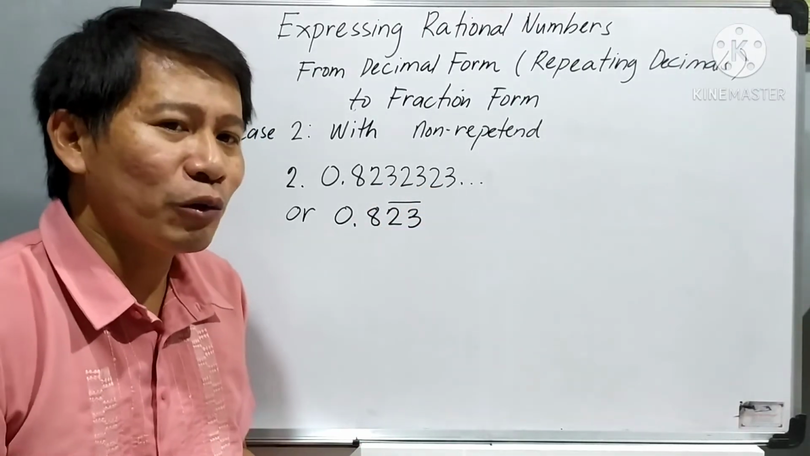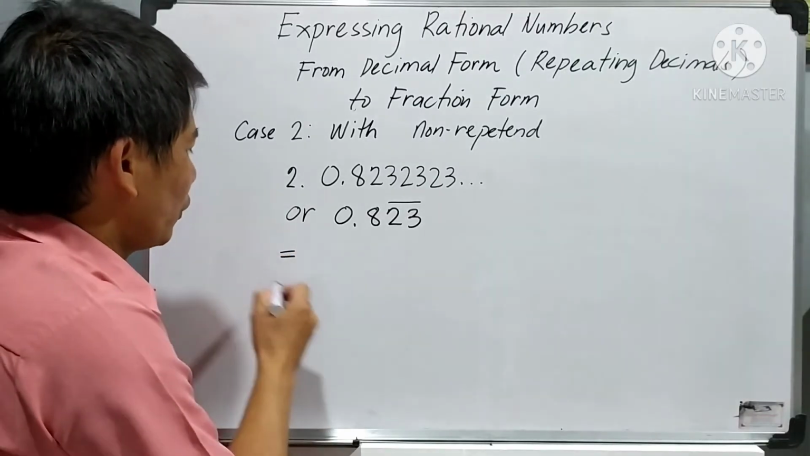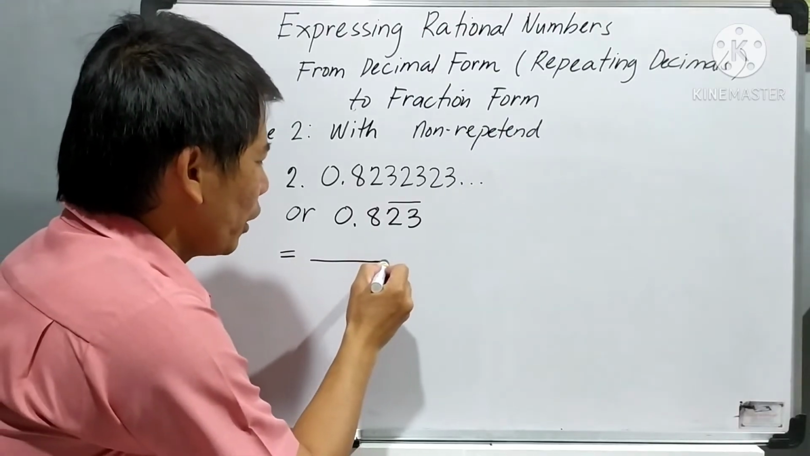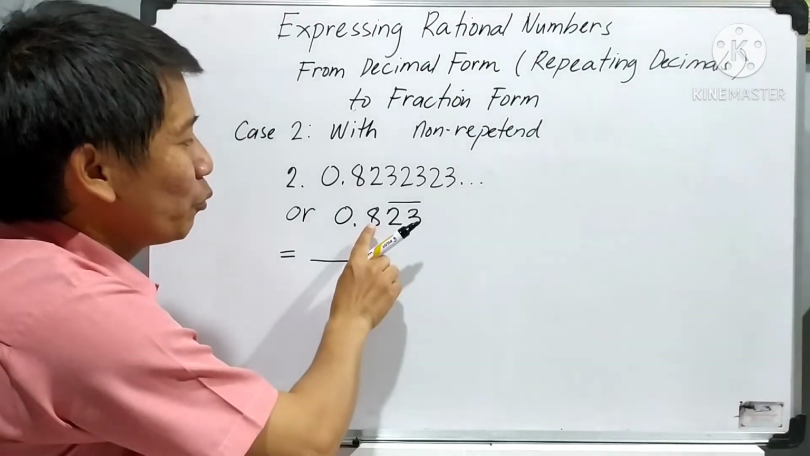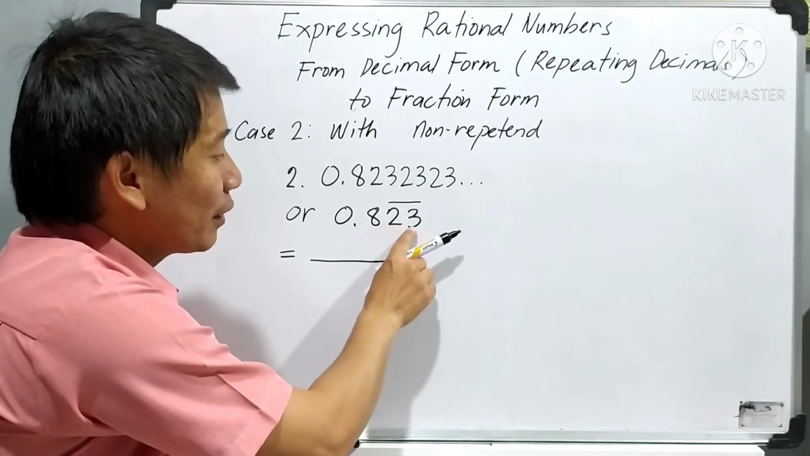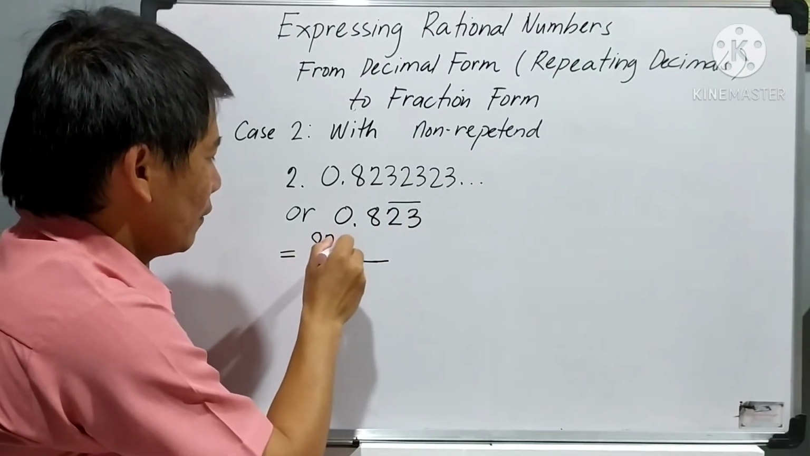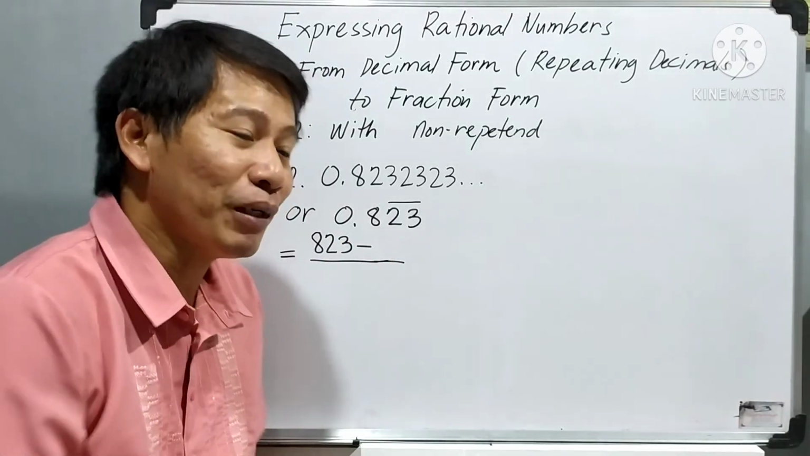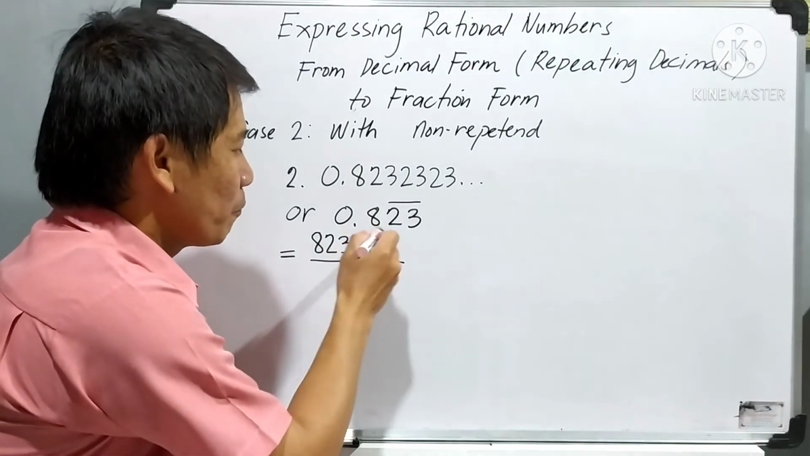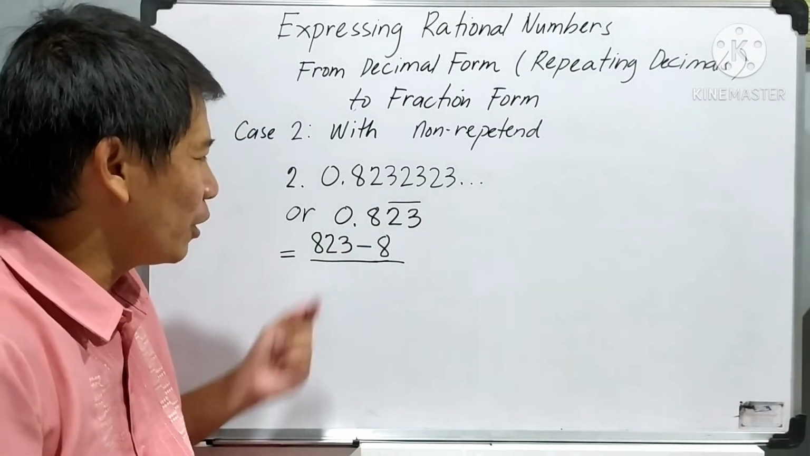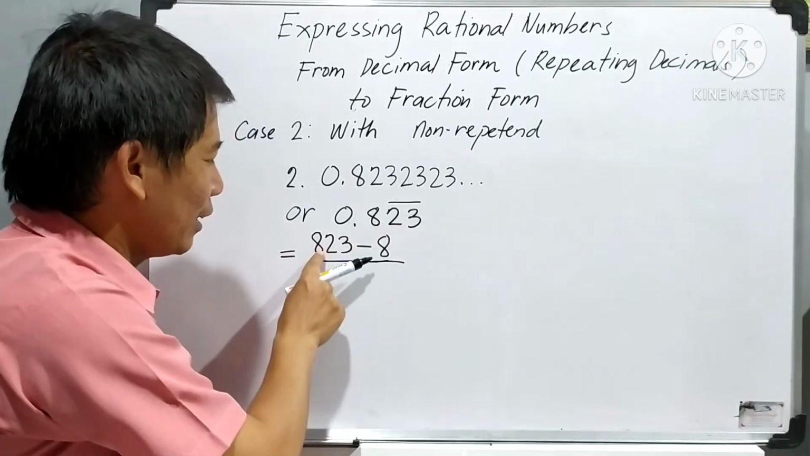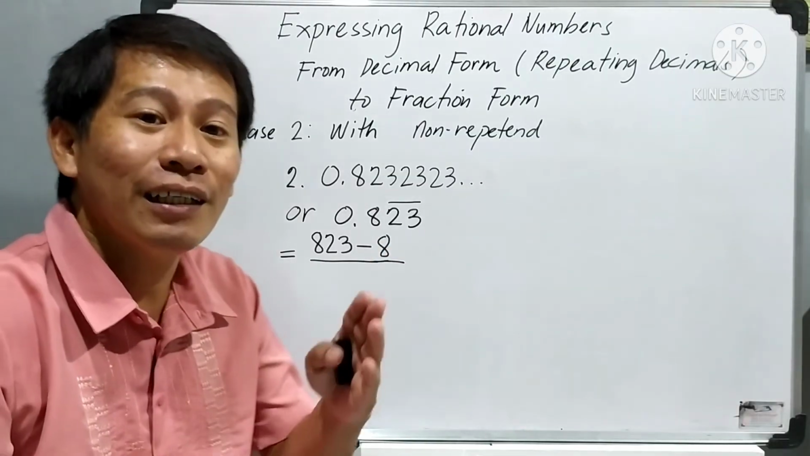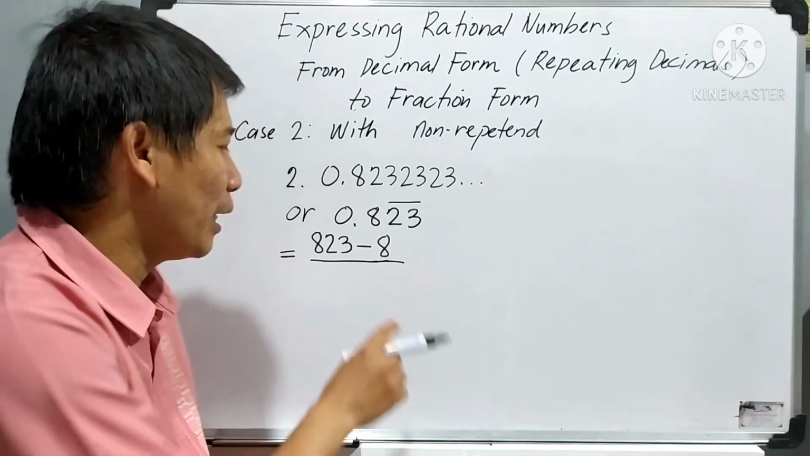Okay, so how do we express this as a fraction? Just like what we did in our previous example, we have a numerator. Our numerator is the whole number, so 823, minus the non-repeated, which is 8. So let's repeat. How did we get this? The whole number, 823, minus 8, which is the non-repeated. That's the numerator. How about the denominator?